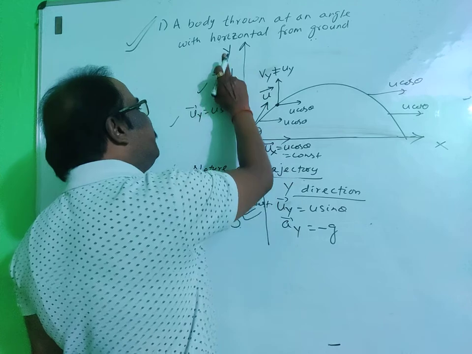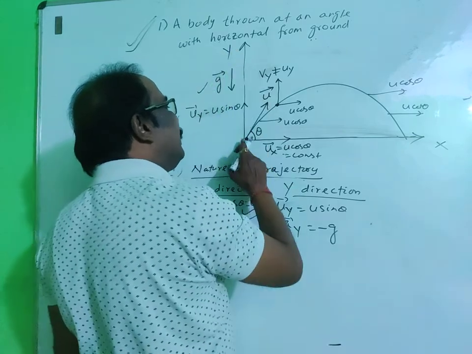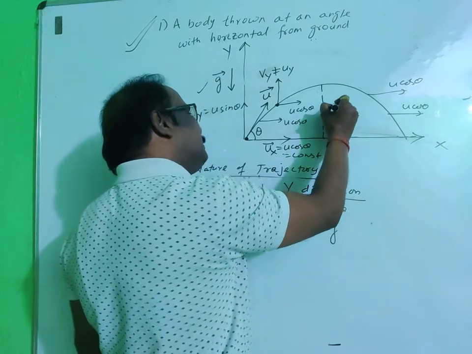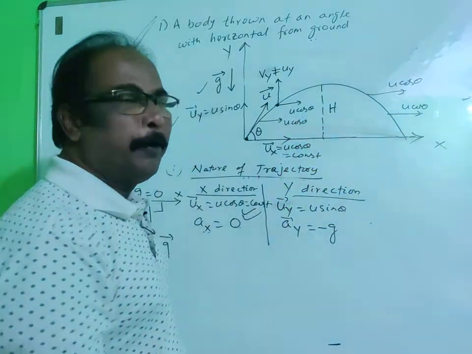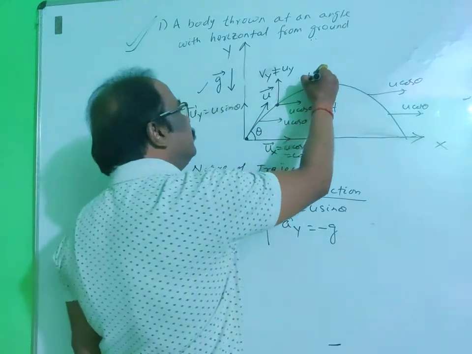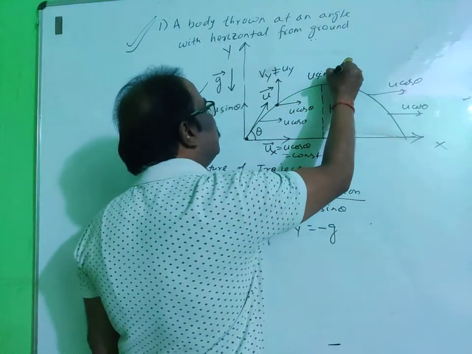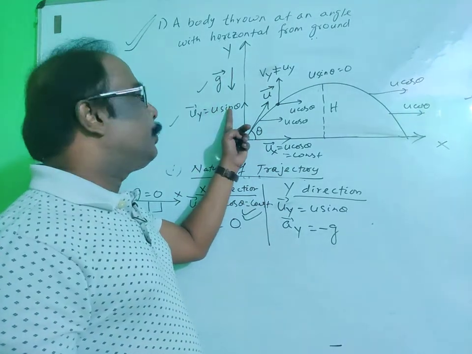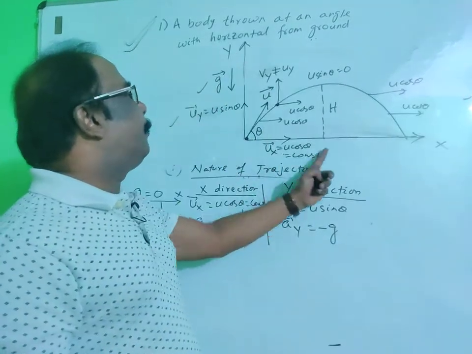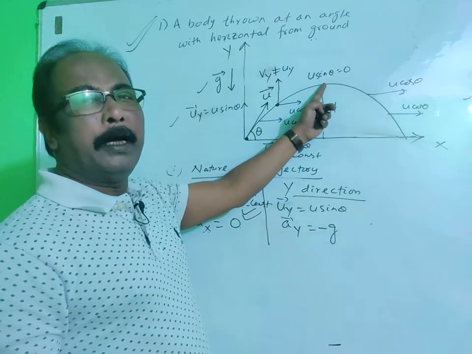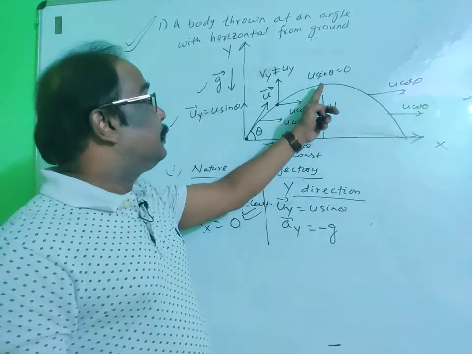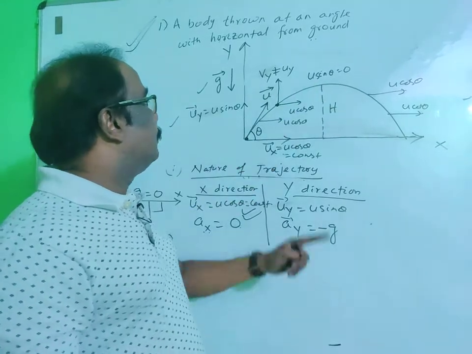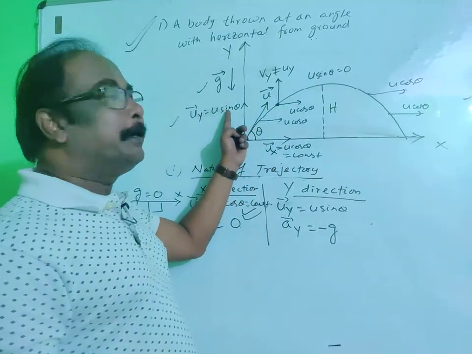See, uy means u sin theta takes the body in the upward direction, so the body moves up. This is the highest position, and this is the maximum height reached by the body. At the highest position, u sin theta is zero because due to the effect of gravity, u sin theta goes on decreasing and it takes the body in the upward direction. This is the maximum height from the ground reached by the body due to the effect of u sin theta.